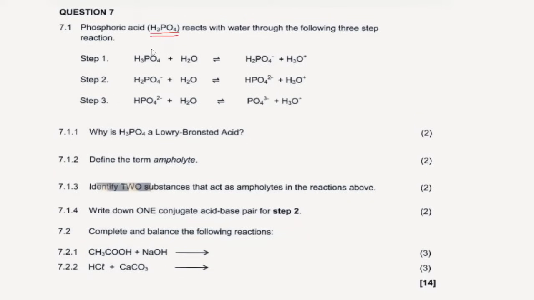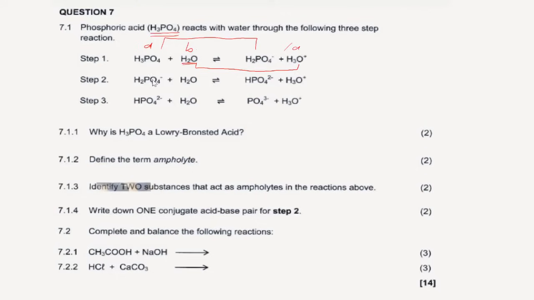And then we can see that in the first step, it's giving away 1 proton and then giving it away to H2O here, water. So this is an acid and the water acts as a base. That means the acid goes to its conjugate base here, which is H2PO4 minus. And then this base here will go to its conjugate acid, which is H3O plus, which we know as the hydronium ion.